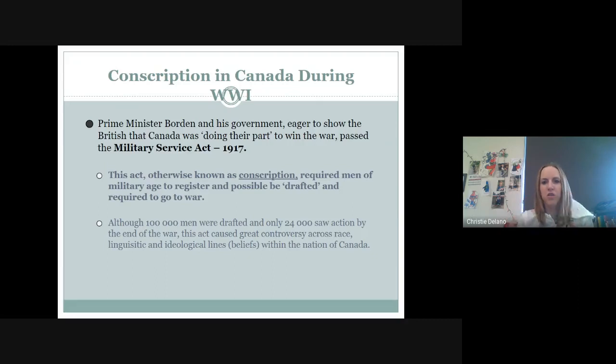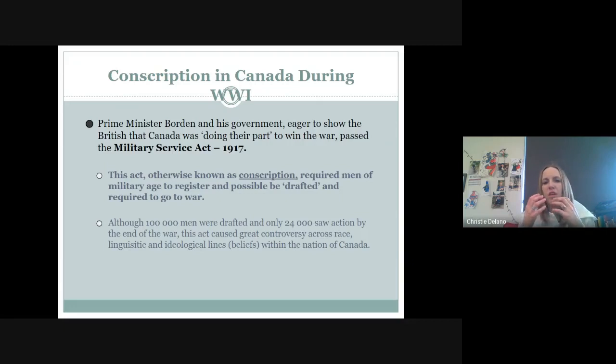This is the conscription act. So this required men of military age, 18 to 40 to 45, somewhere in there, to register to be potentially drafted. So if you were 18, you had to go register to say, I am an able-bodied male between these ages. I am registered for the draft. Ultimately speaking, about 100,000 of those registered get drafted or selected, and then about 24,000 of those see action by the end of the war.